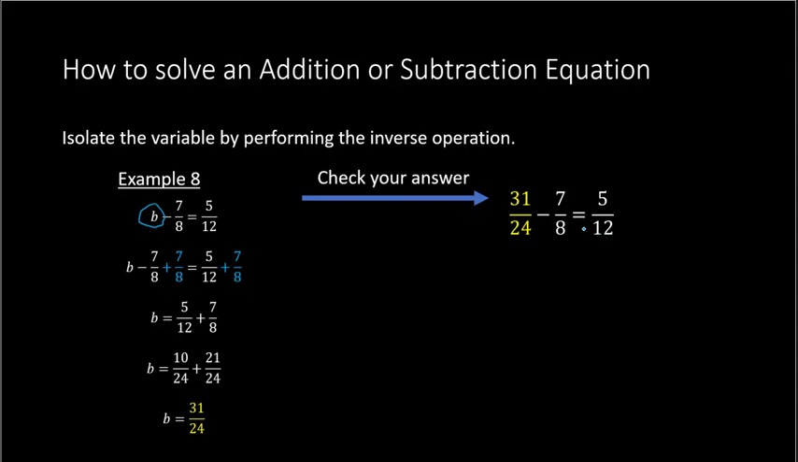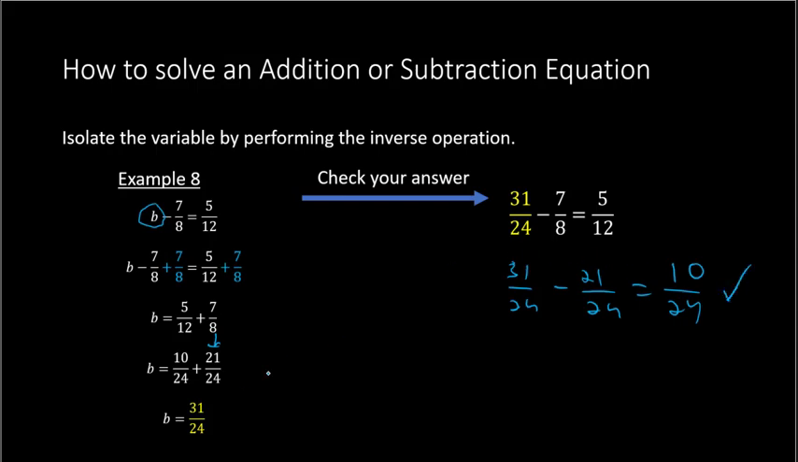We need a common denominator of 24. So 7/8 we already said was 21/24. And then 5/12. 12 times 2 is 24, so 5 times 2 on the top would give you 10. You have 10/24. So is this a true statement? Well, yes, because 31 minus 21 is 10, so we have 10/24.